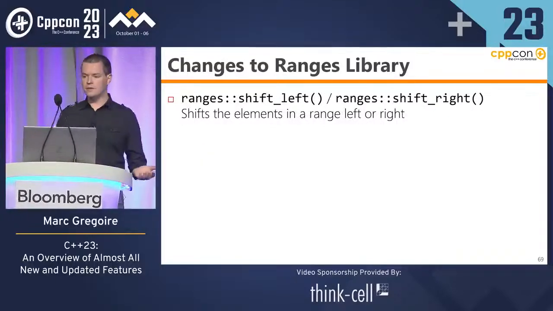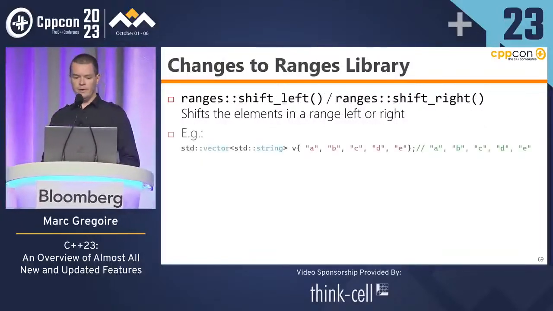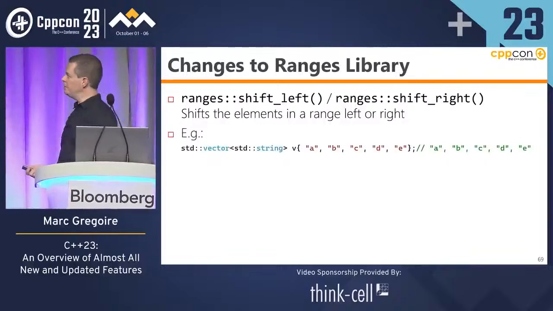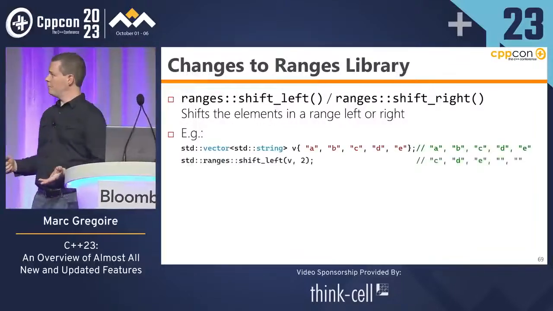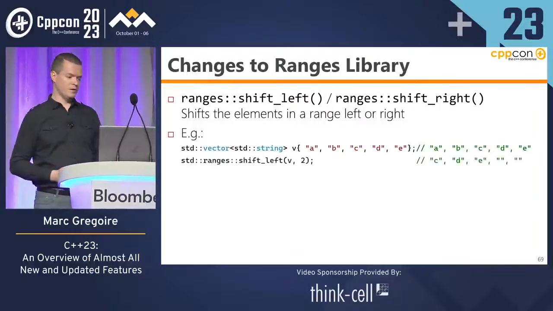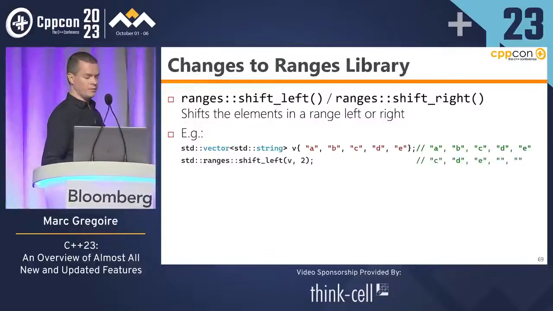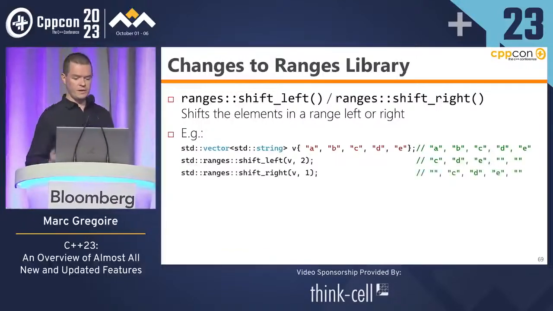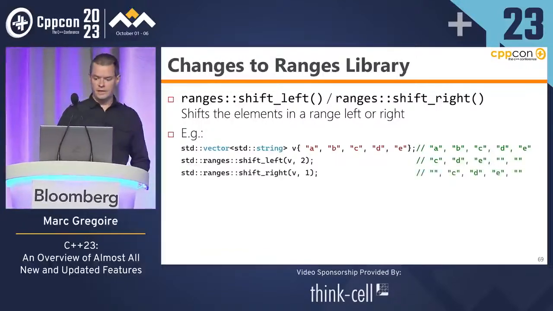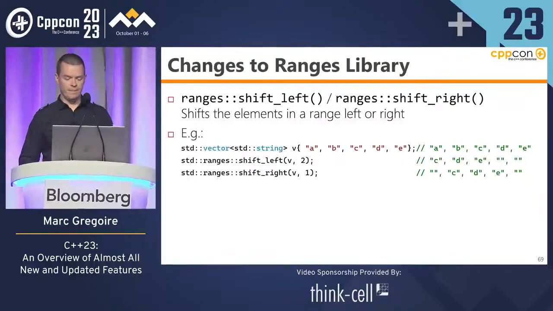You can shift elements in the range now, left or right. I have a vector of strings here, A, B, C, D, E. I can shift everything by 2 elements, and then the result is C, D, E, and 2 empty strings. I can shift them right, and then I have the empty string, C, D, E, and the empty string.